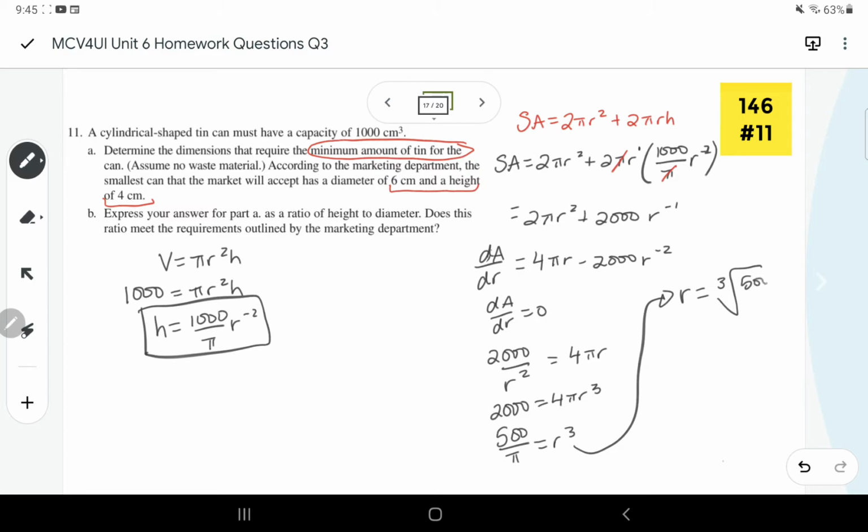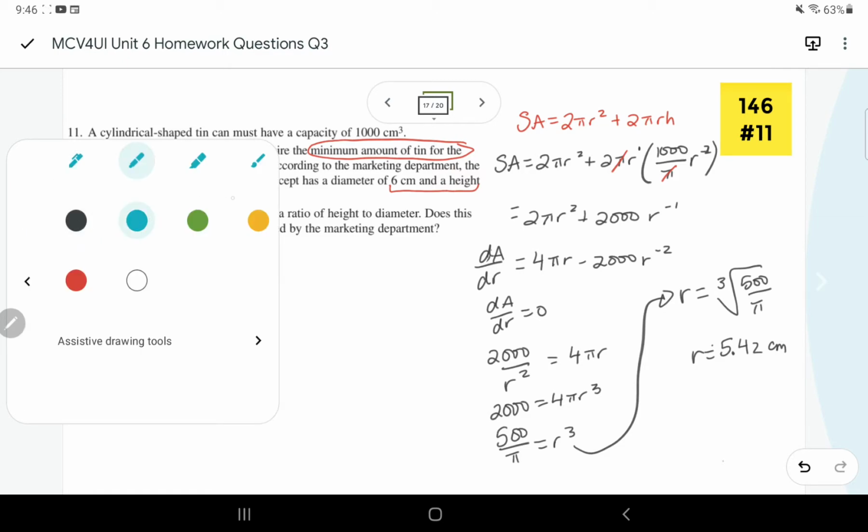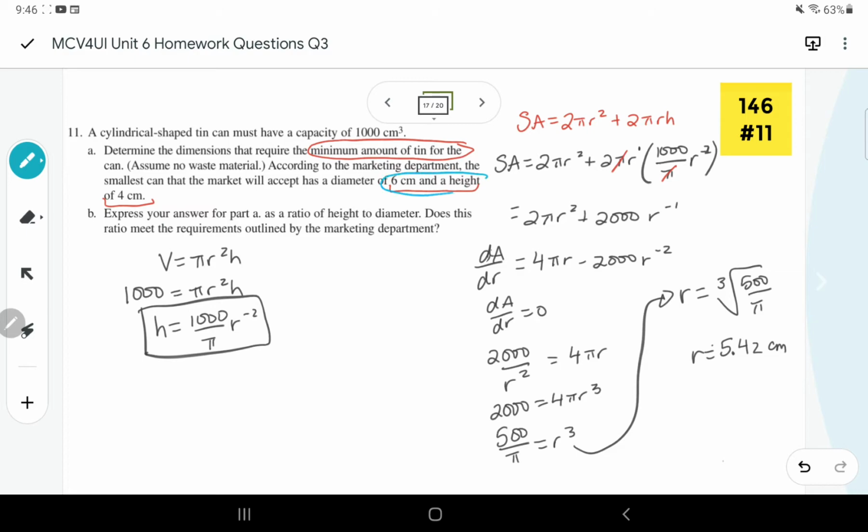the cubed root of 500 over pi, and I think we are reasonable, especially with a word problem, to just figure that out to a couple decimal places. So the cubed root of 500 over pi is about 5.42 centimeters.